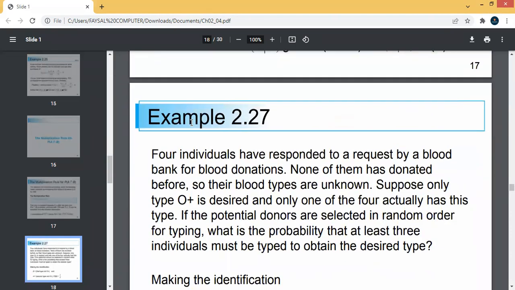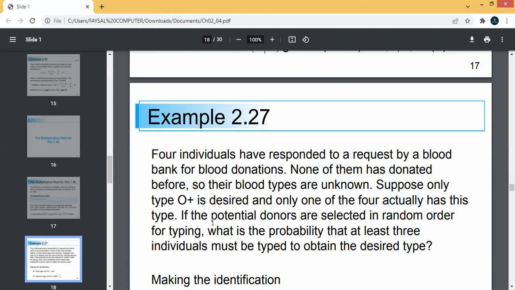Moving towards the numerical, example 2.27. Four individuals have responded to a request by a blood bank for blood donations. None of them has donated before, so their blood types are unknown. Suppose only type O positive is desired, and only one of the four actually has this type. If the potential donors are selected in random order for typing, what is the probability that at least three individuals must be typed to obtain the desired result?